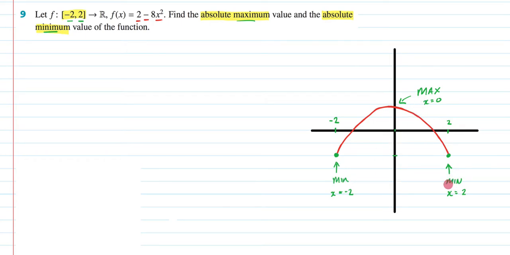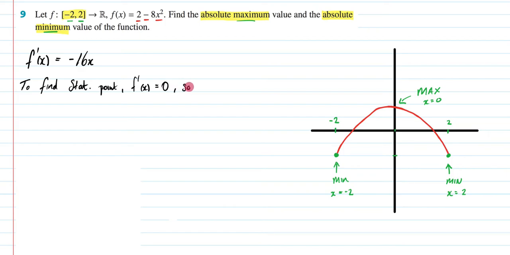But let's now do this with a bit of calculus. To find out what my stationary points are going to be, we differentiate f here. So I'm going to get f dash x, and I'm going to differentiate this. My 2 here is a constant, so it just goes away. So I'm going to get -16x. Now, to find my stationary points, what do we do? To find stationary points, I'm going to set my derivative to 0, and I'm then going to solve for x. Perfect. So we've got that there.